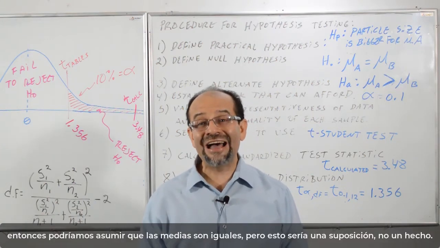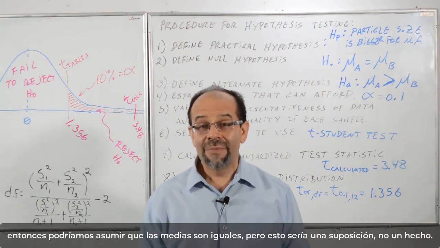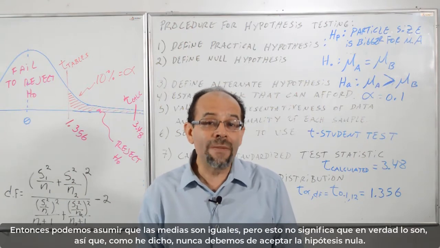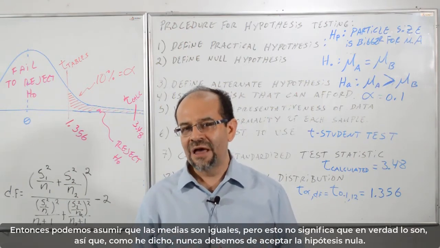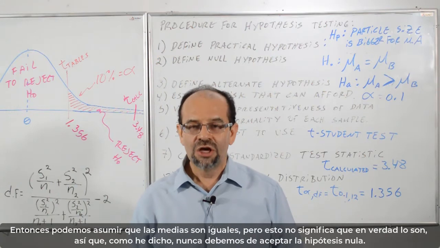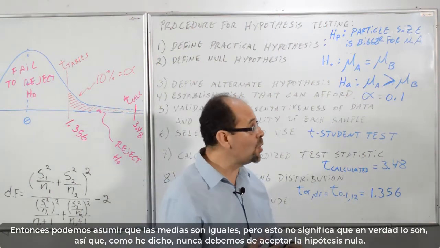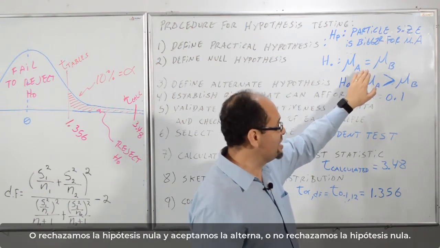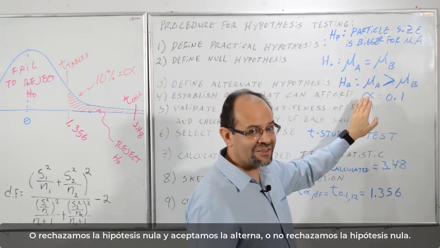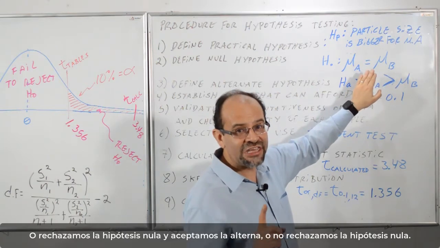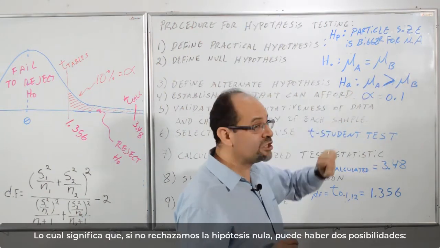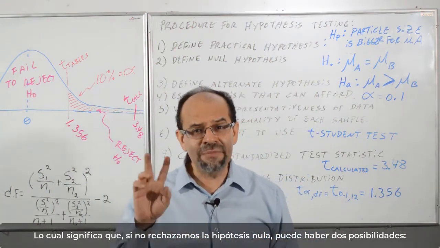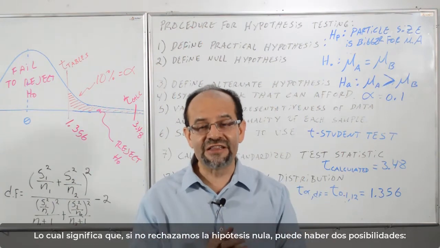Then we will assume that they are the same. But that is an assumption, that is not a fact. So we may assume that they are the same, but that doesn't mean that they are the same. So in reality, as I have said, we will never accept the null hypothesis. We will reject, and if we reject, we accept the alternate, or we will fail to reject the null hypothesis. Which means that if we fail to reject the null hypothesis, there can be two possibilities.